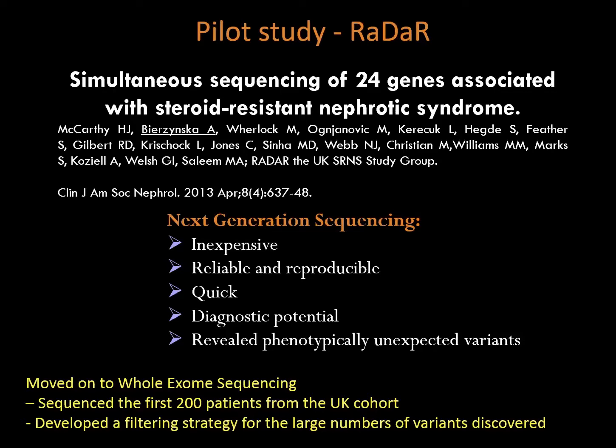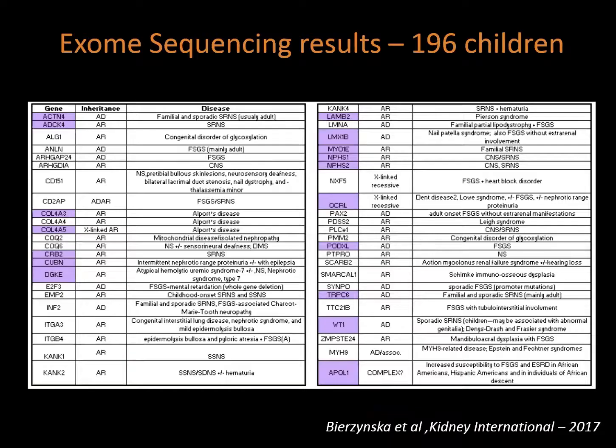So we moved on as the technology improved to whole exome sequencing, which is sequencing every single exon of every gene in the human genome. And we've sequenced the first 200 patients. That was the next step from this cohort of SRNS patients. Of course, when you do that much sequencing on that scale, you get a huge amount of data. So we had to develop a filtering strategy for all the different variants that are discovered, to work out which variants may be responsible for the disease, since clearly we all have lots of different variants as a population. Next slide.